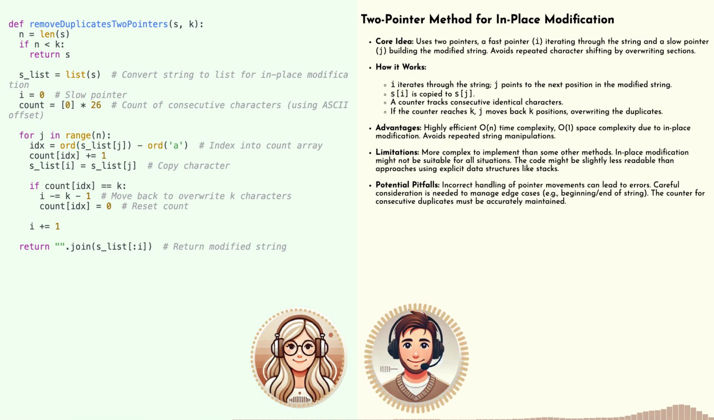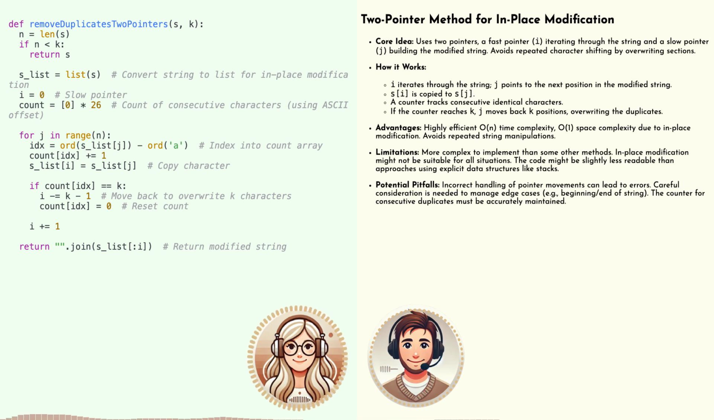Okay, I got it. So when that counter hits K, we know we found a group of characters to get rid of, but instead of deleting them, we just move our slow pointer J back K positions to skip over those duplicates. You're picturing it perfectly. Awesome. Okay, this two-pointer method sounds incredibly efficient. What's the time and space complexity for this one?